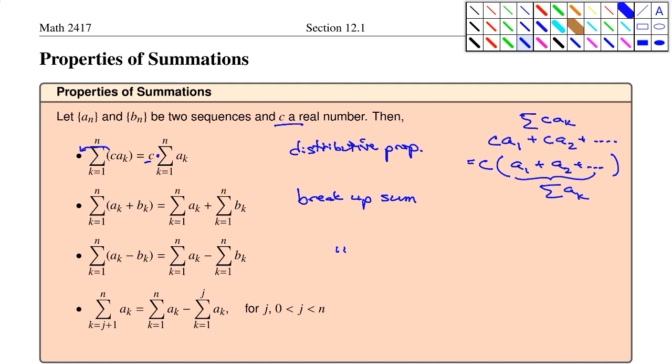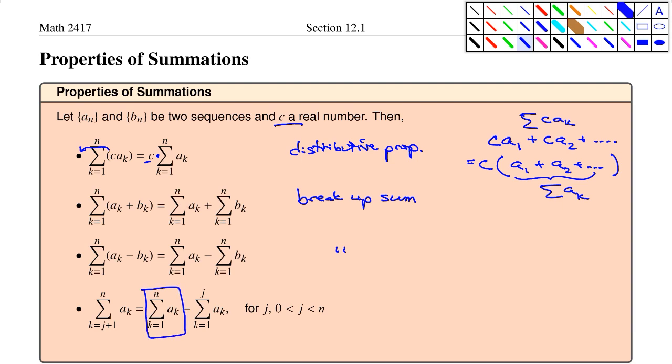And then the last one is sort of interesting. It says that the sum of k equals j plus 1 to n of a sequence a sub k is equal to the sum as k goes from 1 to n of a sub k minus the sum as k goes from 1 to j of a sub k, for all j that is between 0 and n. So essentially what's happening here is, let's look at this first piece right here.